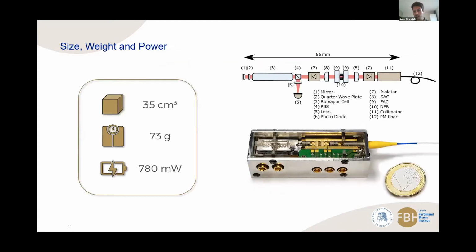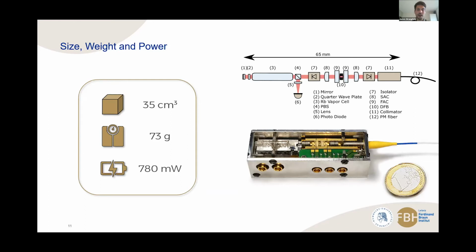The resulting module after assembly has a SWaP budget of 35 cubic centimeters in volume, 73 grams in weight, and a power consumption of 780 milliwatts. You can see the €1 coin just as a size comparison. The total module with the encasing has a length of 70 millimeters.